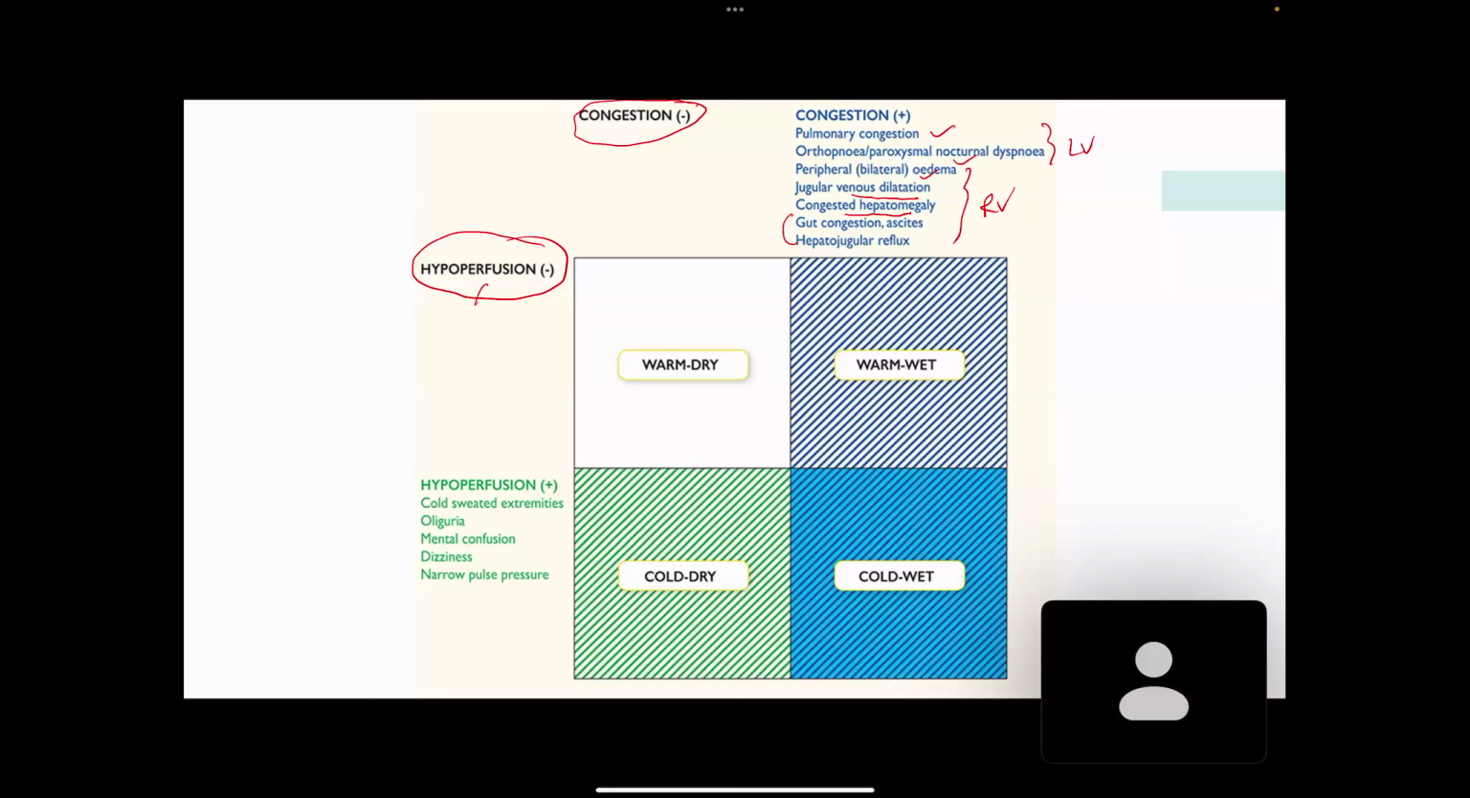The second thing is you have to see if the patient is having adequate perfusion. If the patient is having hypoperfusion, that means there's decreased blood supply because of hypotension, he'll have cold and sweaty extremities.